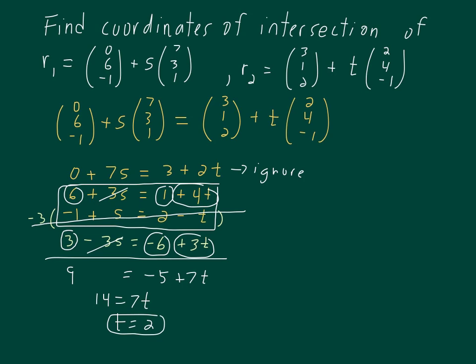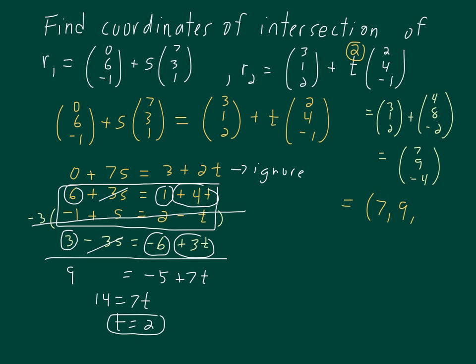Okay, and so I can take my 2 and go up here and find my intersection point. When we clean it up, we have the vector 7, 9, -4. Remember the question wanted the coordinates, so I'm just going to take that and write it as an ordered triple. So this is where those lines intersect in 3D.